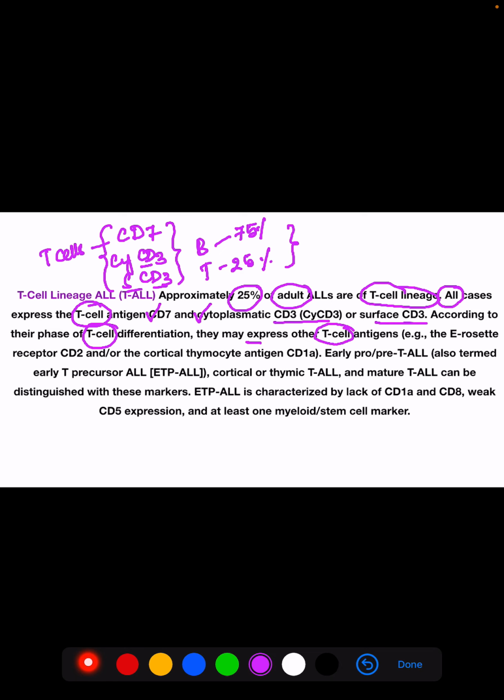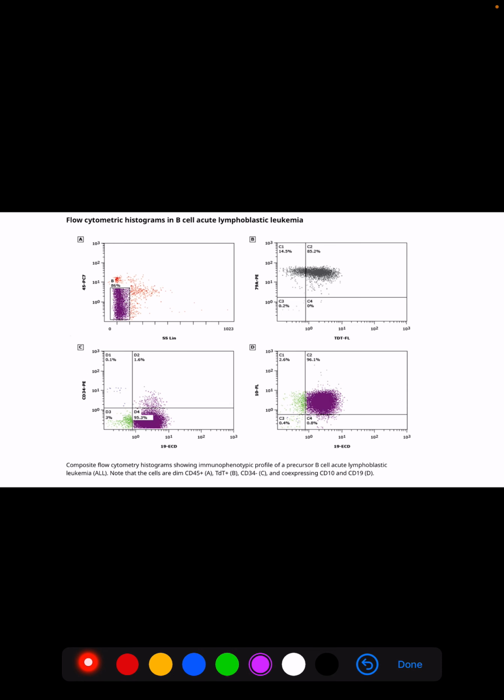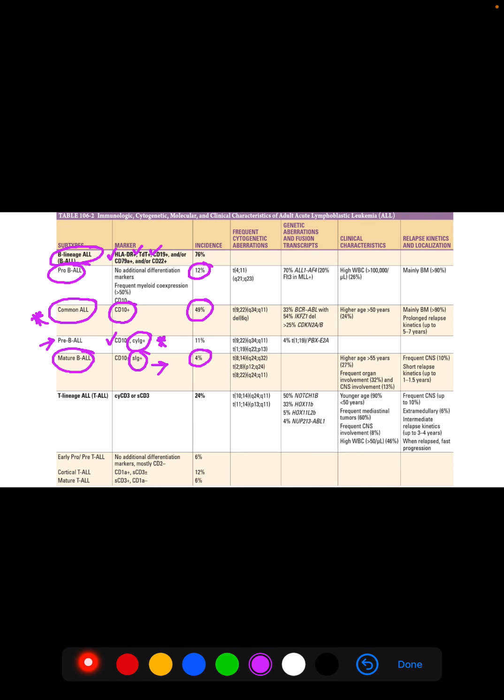So what are the other T cell antigens? The E Rosette receptor CD2 and or the cortical thymocyte antigen CD1A. So in T cell lineage ALL, cytoplasmic CD3 or surface CD3.